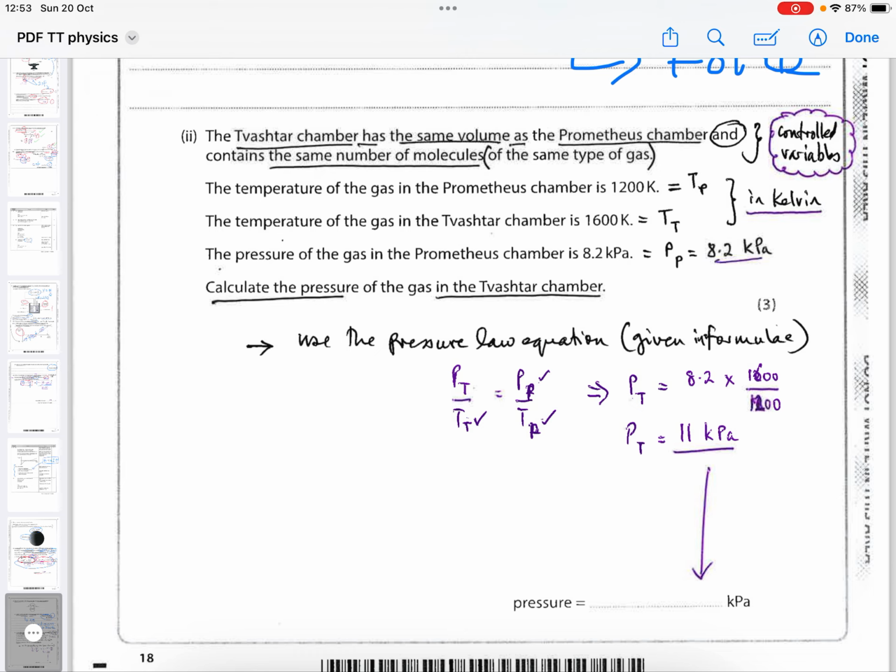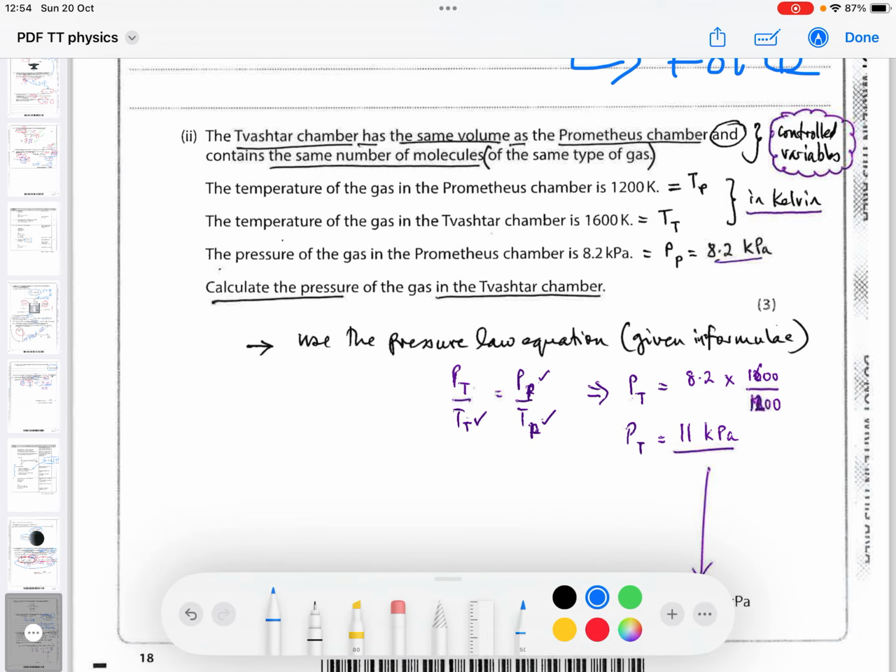The next bit, it says they want you to work out changes in pressure when you know the initial temperature, so you're going to use the pressure equation. So it says now, the Tvashtar chamber has the same volume as the Prometheus chamber. So in other words, they're keeping volume as a controlled variable in this question and contain the same number of molecules. So if they've got the same number of molecules and the same volume, then you've got two controlled variables. The two things that are changing then are pressure and temperature. And they've given you the temperature of the gas in the Prometheus as 1200 and the temperature of the gas in the other chamber as 1600.